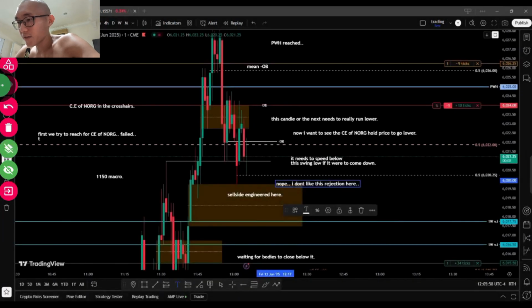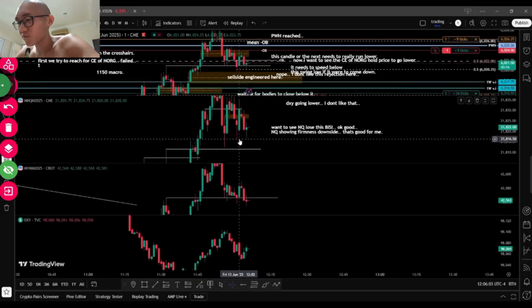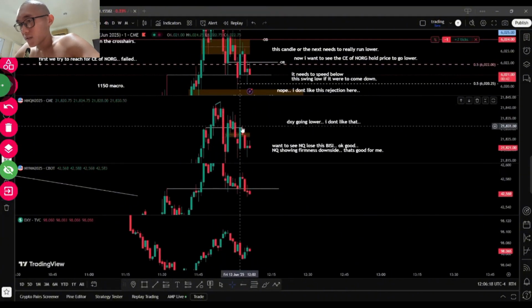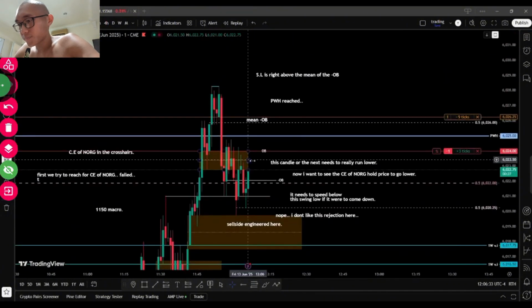Okay, so it's the same thing. Right now I'm seeing this, I don't like this rejection here. It should, that kind of thing, if it really wants to go lower. So now this reaction tells me that it may not want to go lower. Nasdaq also failed to form a lower low.